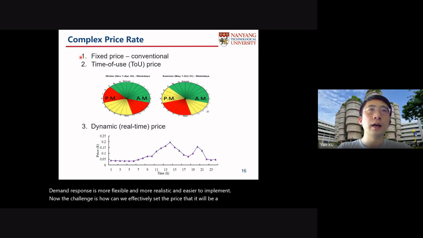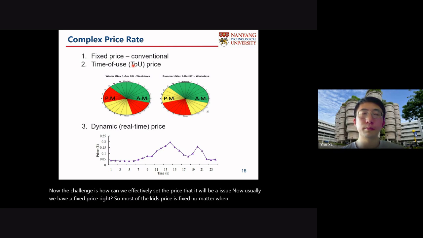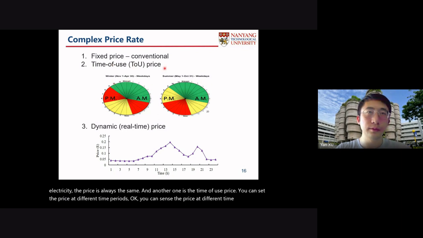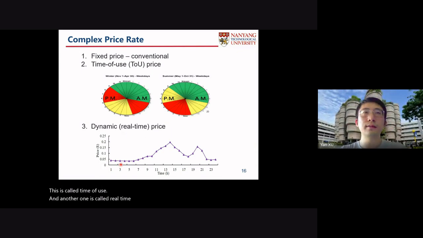Usually we have a fixed price, right? In most cases the price is fixed. No matter when you use the electricity, the price is always the same. Another one is the time of use price. You can set the price at different time periods. This is called time of use. And another one is called the real-time price. You can set the price very differently over a day.